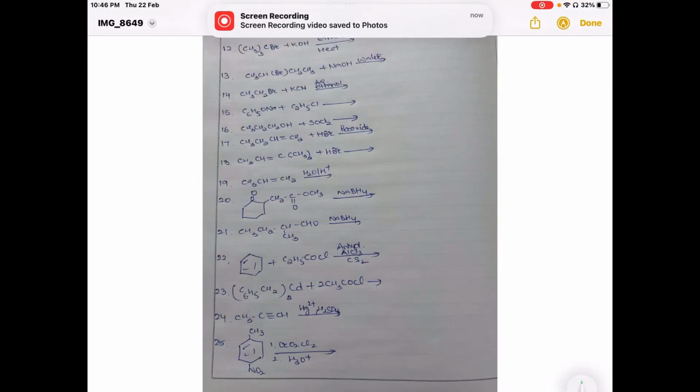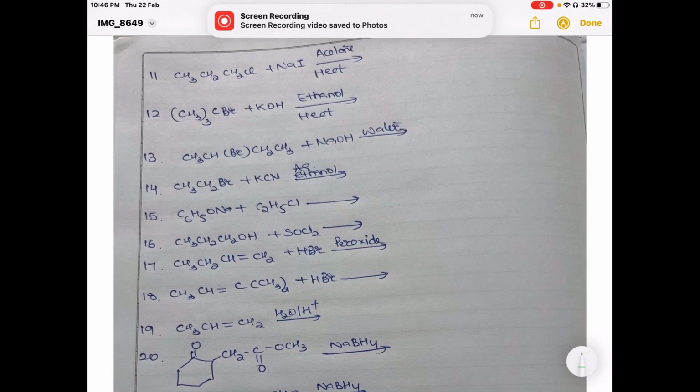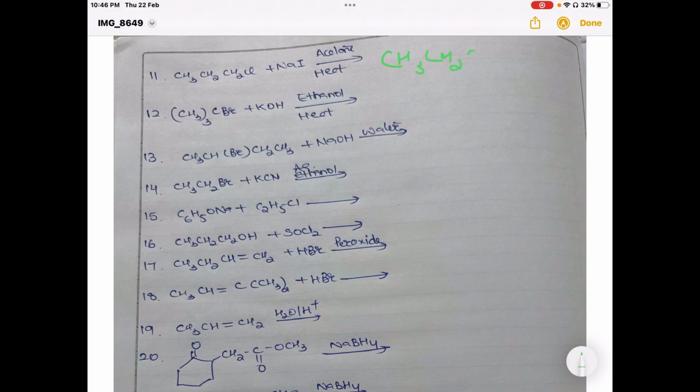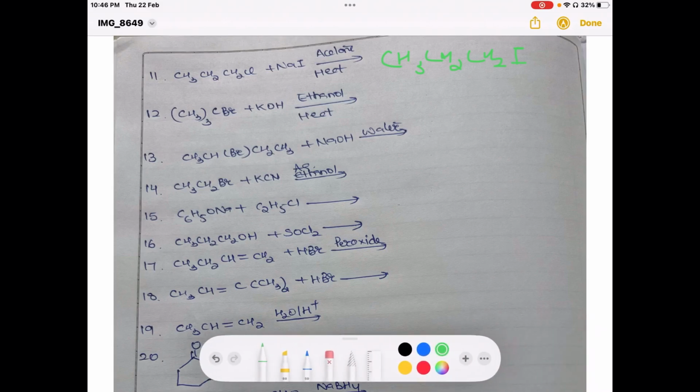Next reaction, a reaction of CH3CH2Cl with NaI. This one is a Finkelstein reaction. So Cl is replaced by I here. CH3CH2I we have. Next we have the reaction of tert butyl bromide with alcoholic KOH. This one is a beta elimination reaction, in which dehydrohalogenation takes place. So this results in the formation of an alkene here.